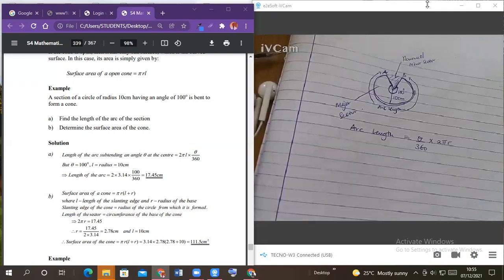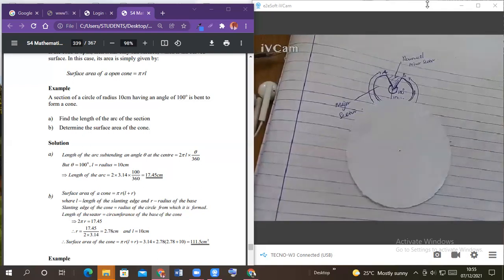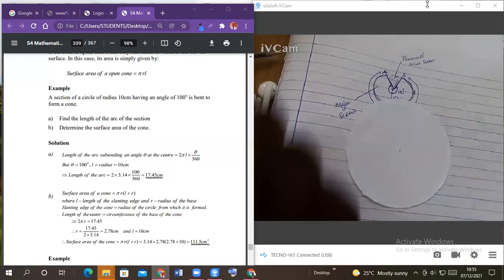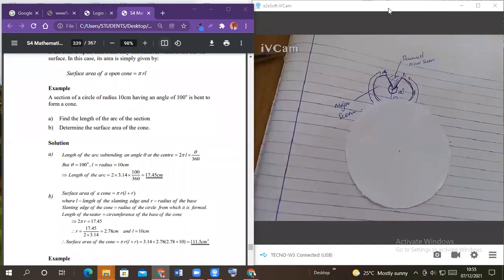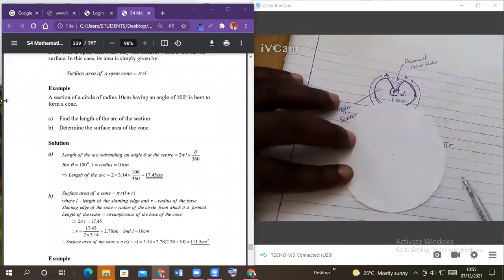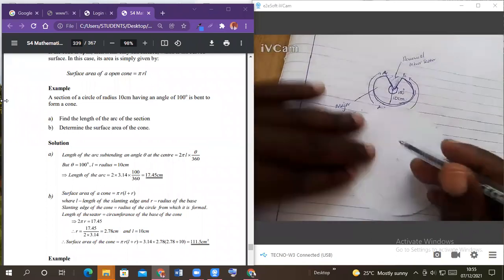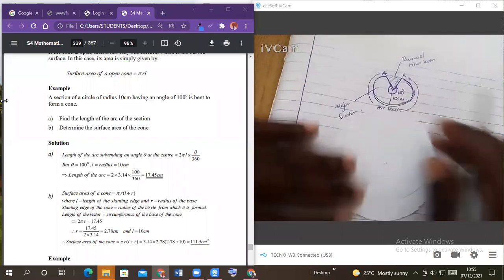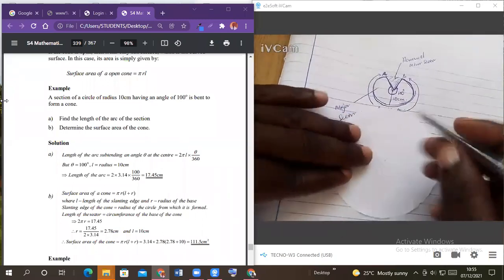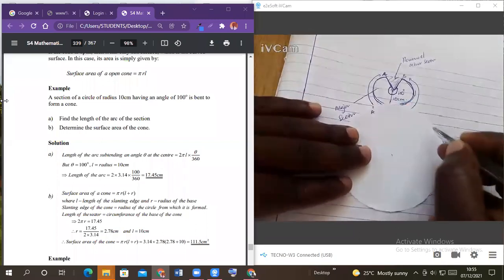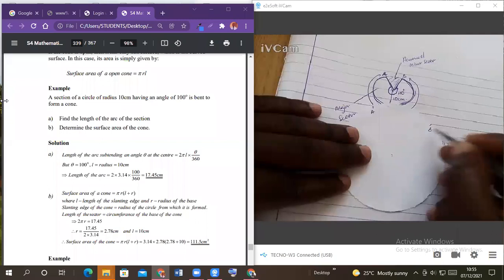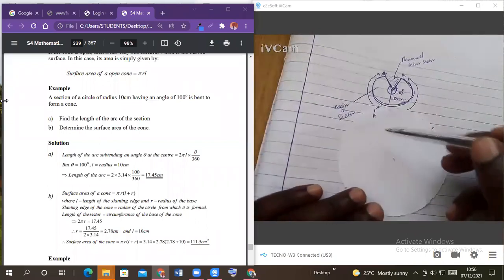I don't know whether you can see that. So this is our circle they are talking about, and that's the circle that forms a cone. Now, what you should know is that if this is the circle that forms a cone, and we have points, let's say point A is here, and point B is here. So we create a section.